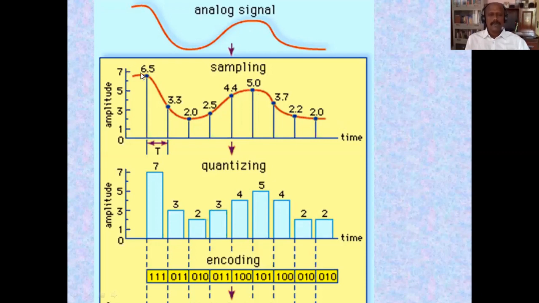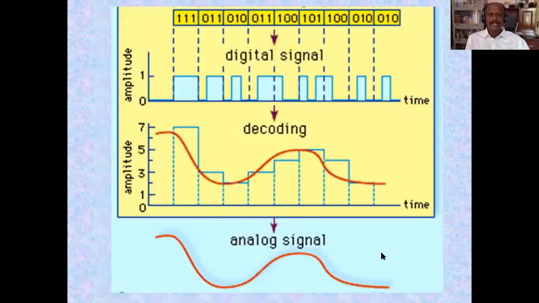These numbers, like 6.5, can be quantized, which means almost rounded off. This 6.5 rounded becomes 7. Similarly, 3.3 rounded to the nearest digit is 3. And all other digits are also rounded off to the nearest figures. Now the decimal form of 7 can be converted to 111. That is the digital form. So a piece of a sound wave is now in the form of zeros and ones like this. This is what we mean by digitalization.